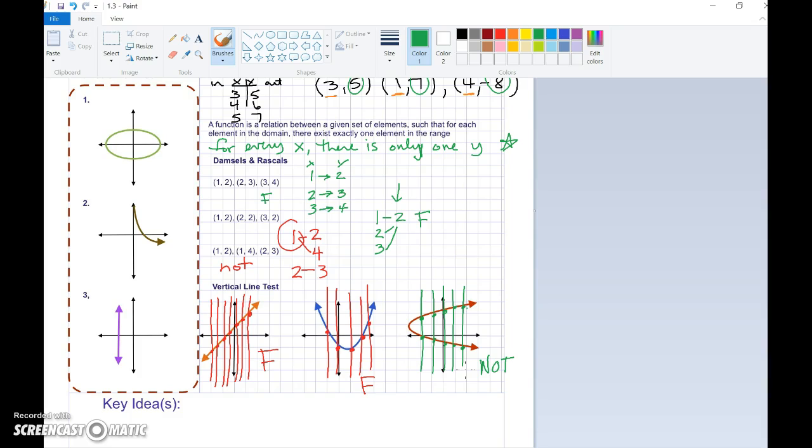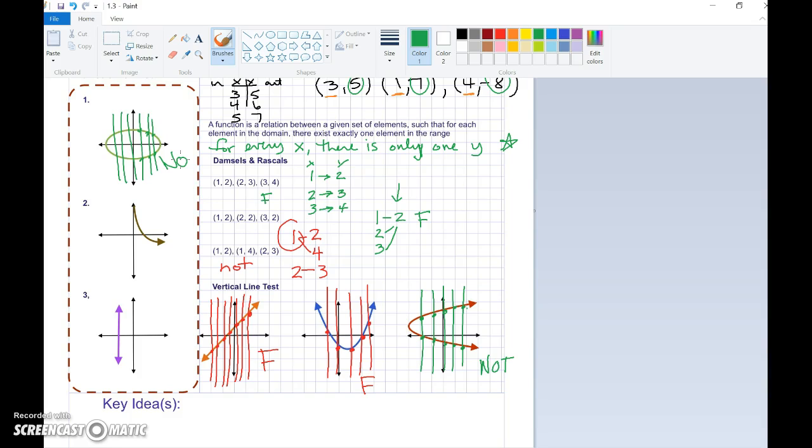Now it's your turn. Take a look at number 1 over here in the sidebar. I've got a kind of oval-shaped graph. It's green. Do the vertical line test and tell me, is it a function or is it not? Yes or no? Well, you should have drawn some vertical lines, and right away you should have noticed that you are crossing the graph in more than one place, so this is not a function.